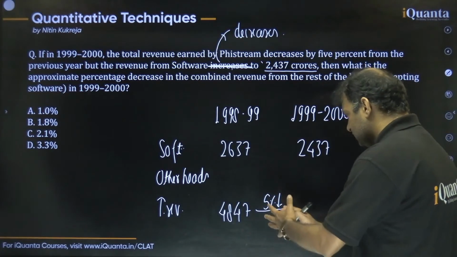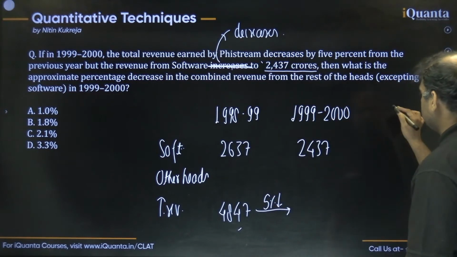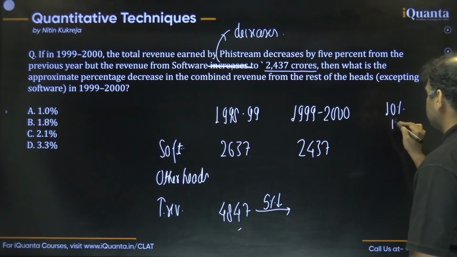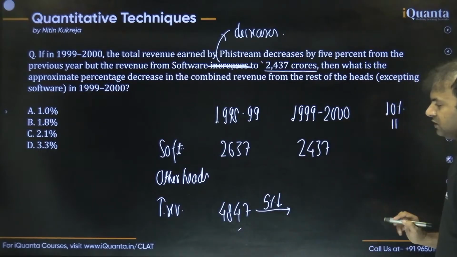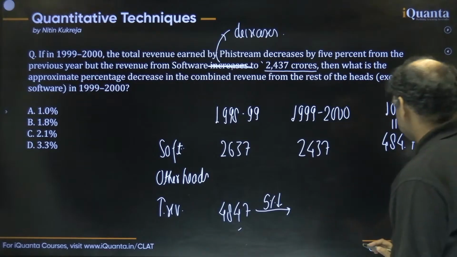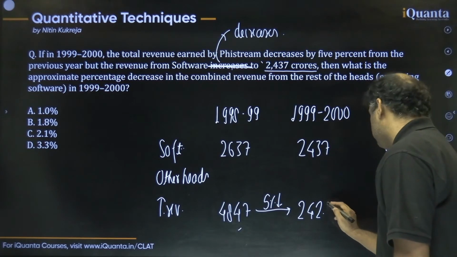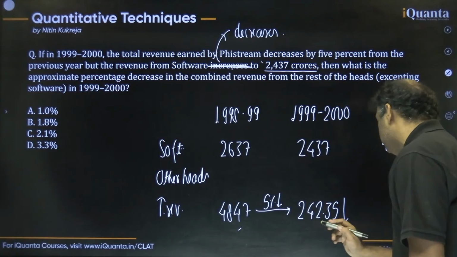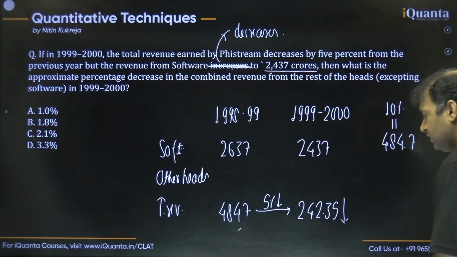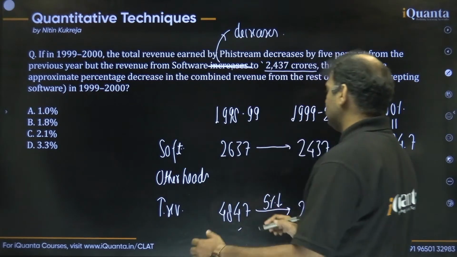See guys, it is decreasing by 5%. What is 5% of this? 10% is 484.7, right? Now half of this is how much? We'll say 242.35, okay? So it is decreasing by 242.35, right?